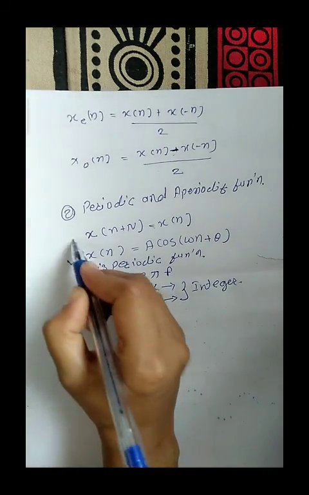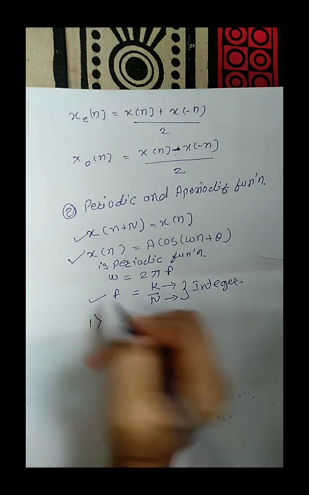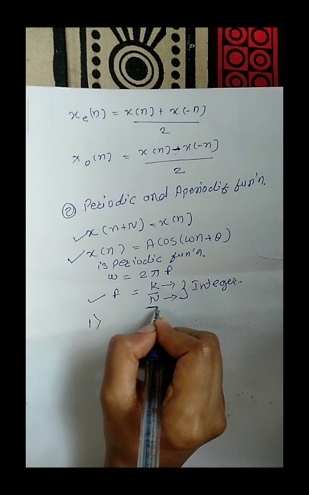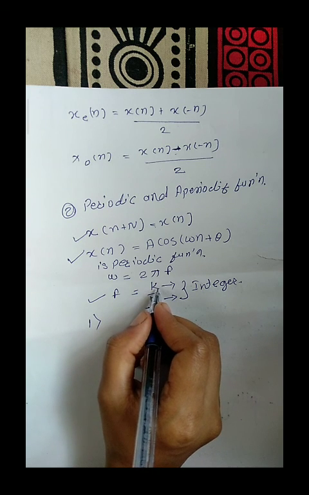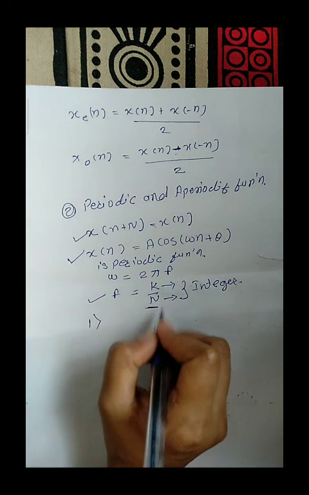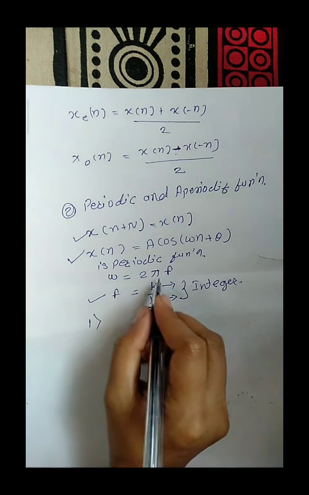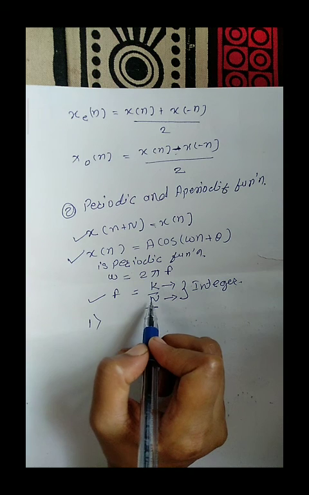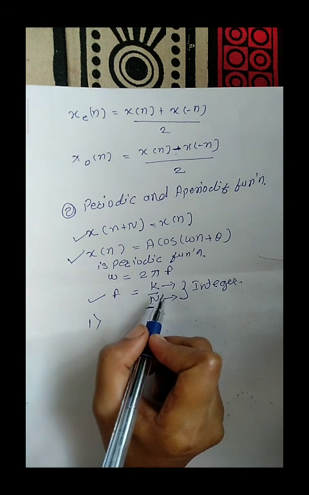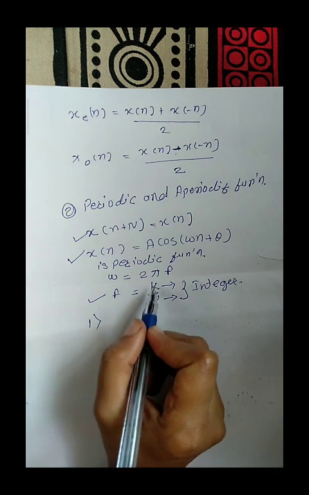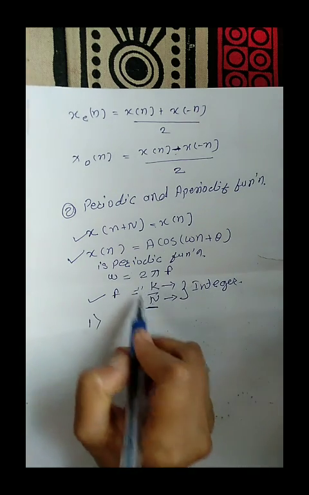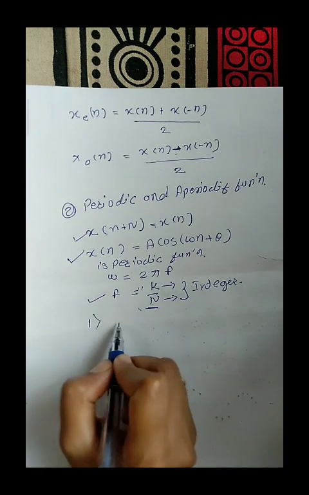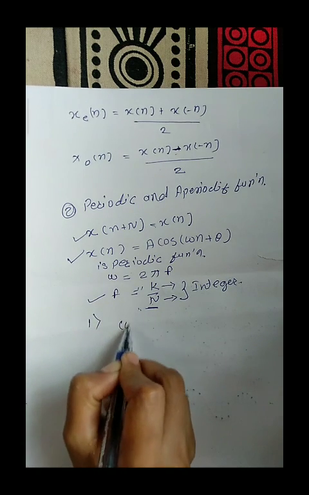You have to remember only these things. N means the number of samples, and k is a constant. Both are integers and both have a ratio. A discrete time signal is periodic only when its frequency is a rational number, that is, a ratio of two numbers. How can we get it? First, see the example.